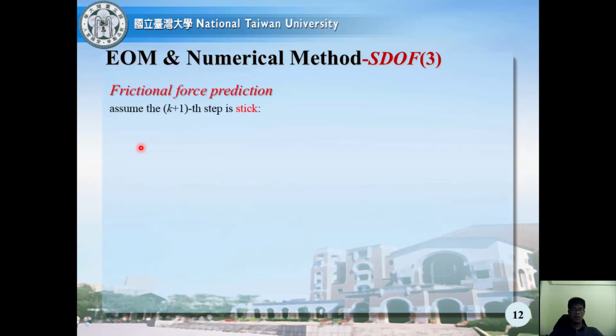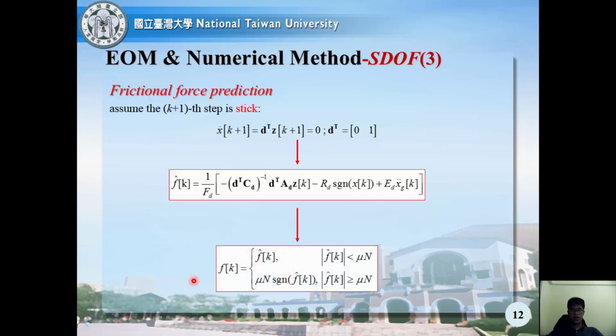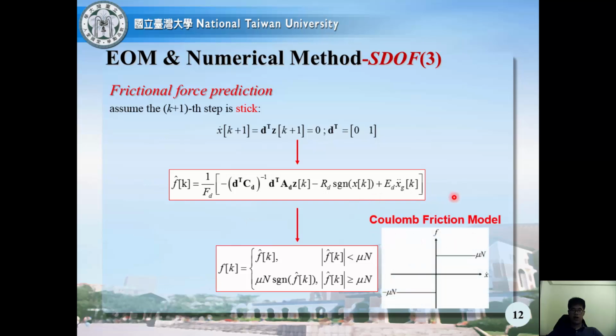However, we haven't decided the frictional force for our system, so we first assume the k+1 step is in the stick state, which means the velocity for the k+1 step equals 0. This condition leads us to a predicted frictional force, and the actual frictional force is then decided by this form. Here, the Coulomb friction model is adopted in our simulation method, in which the value of the frictional force remains constant when the system is in sliding motion.